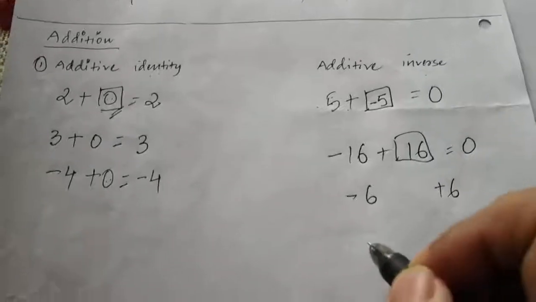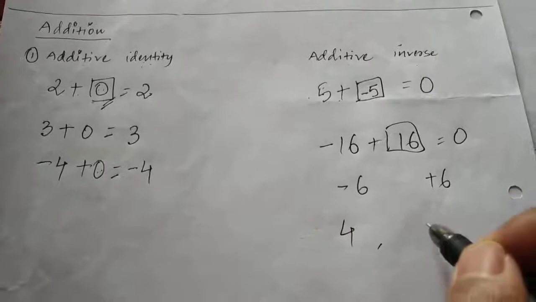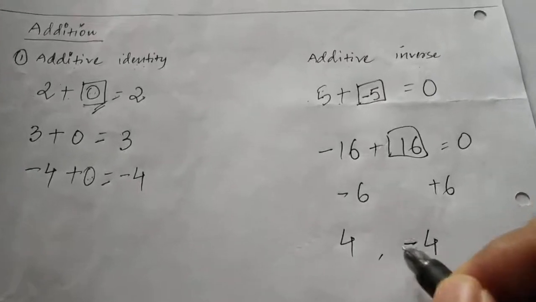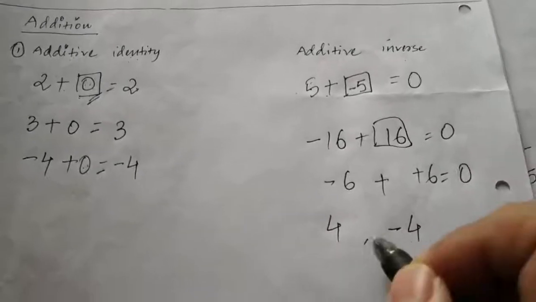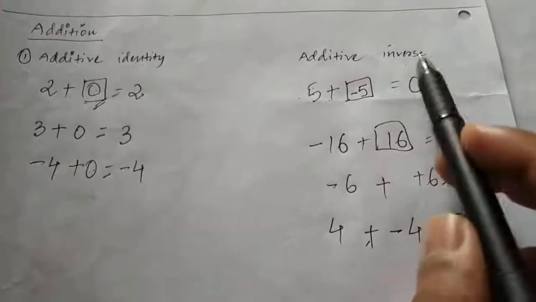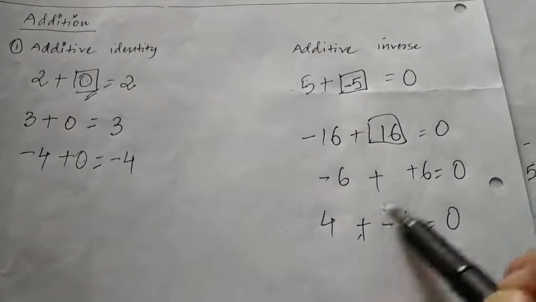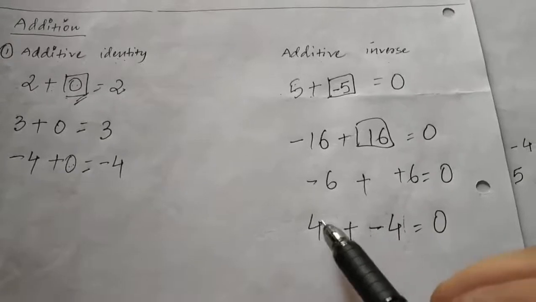What is the additive inverse of 4? The additive inverse of 4 will be the same integer with the opposite sign, so that whenever we do the addition, the answer will be 0. This is known as the additive inverse property, and this integer is known as the additive inverse of the other integer.